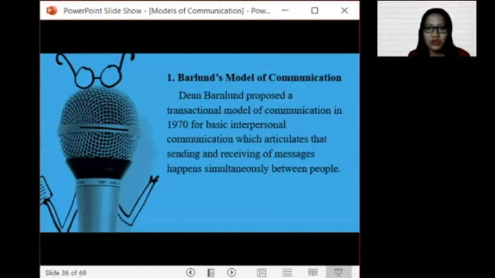That's one of the main purposes of this. You can just take down notes of this. When we say basic interpersonal communication, it helps us articulate that the sending and also receiving of the message happens simultaneously between people. And Barlund's model of communication has been further adapted and reformed by other language theories, and they've known this as the general transactional model of communication.